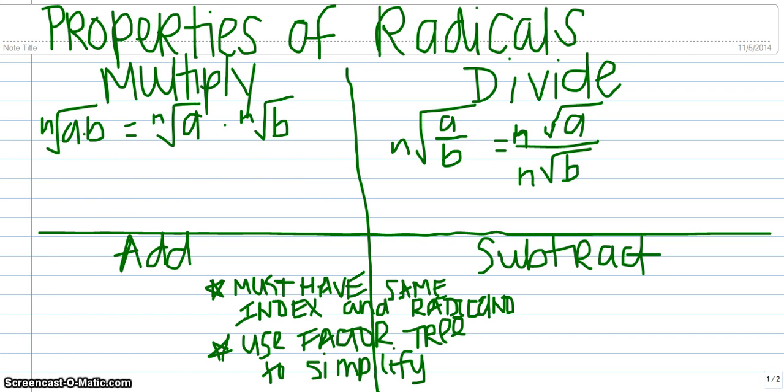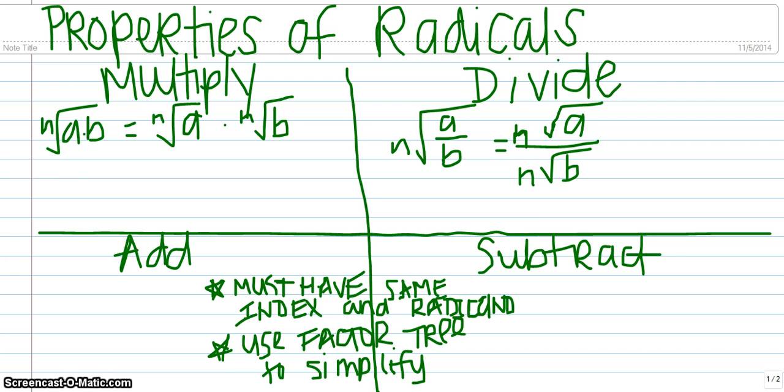When you multiply radicals, you need to have the same index, and when you have the same index, it's just multiplying the things inside the radicand. So you have the nth root of a times b, which just simplifies to the nth root of a times the nth root of b.